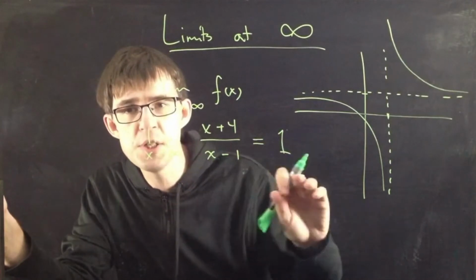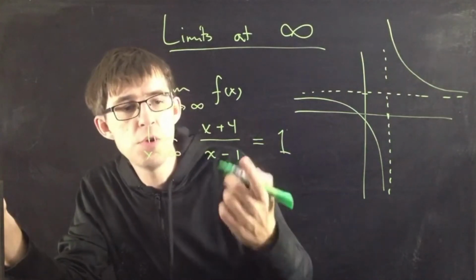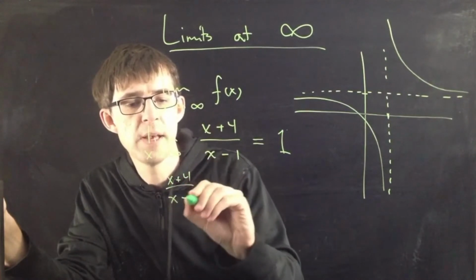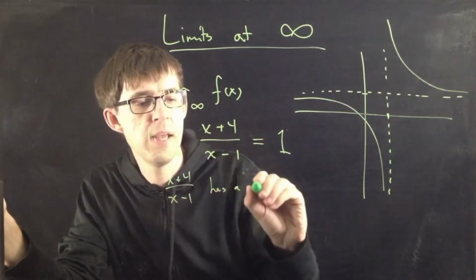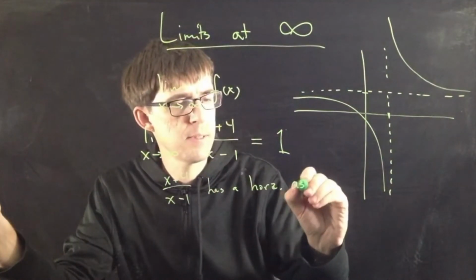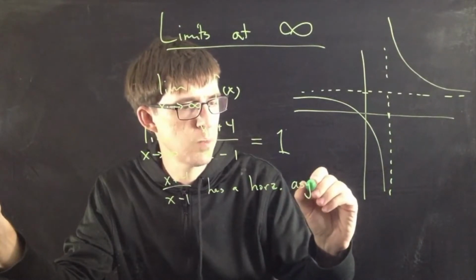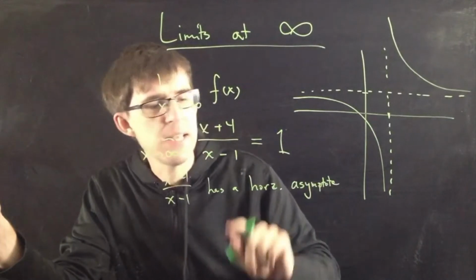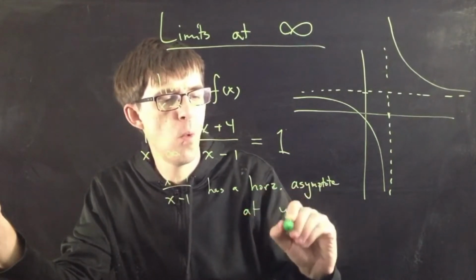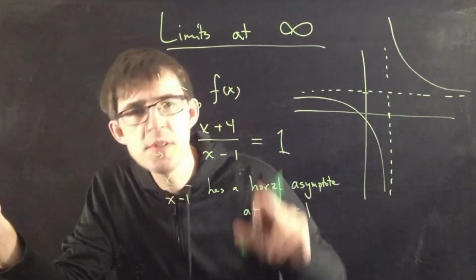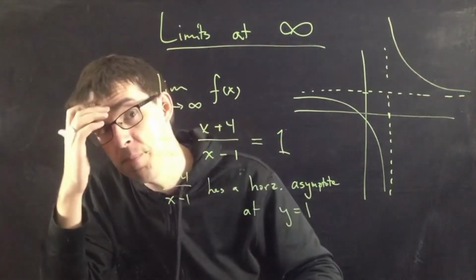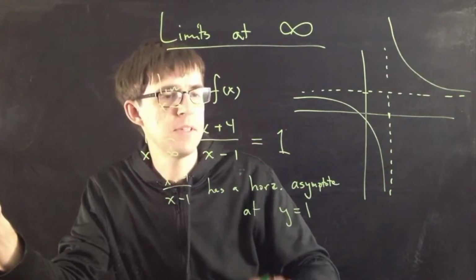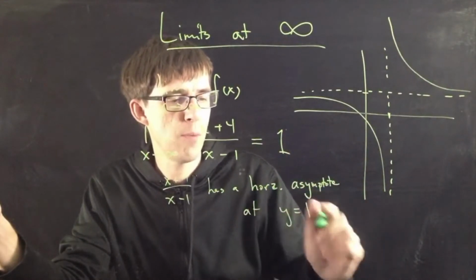And the interpretation of this, what this means, you could just say it this way, is that this function, (x plus 4) over (x minus 1), has a horizontal asymptote at y equals 1. All right, this is what it means when I say the limit as x goes to infinity of f of x equals 1. It has a horizontal asymptote at y equals 1.